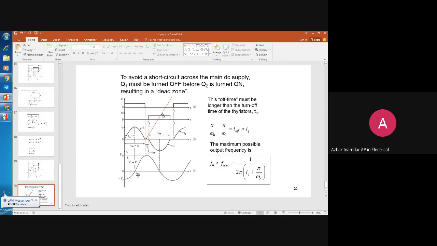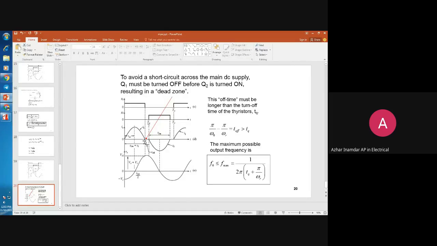So here, we have to avoid a short circuit across the main DC supply. For that purpose, Q1 must be turned off before Q2 is turned on. You can see here, this is the dead zone or dead time. Here there is nothing turned on. So before turning on Q2, we have to turn off Q1.